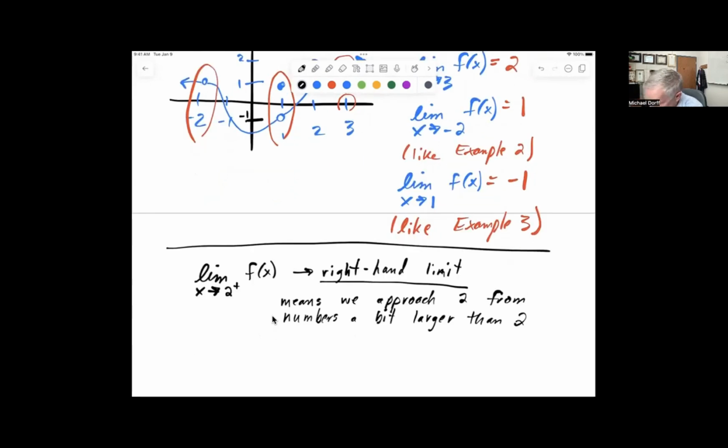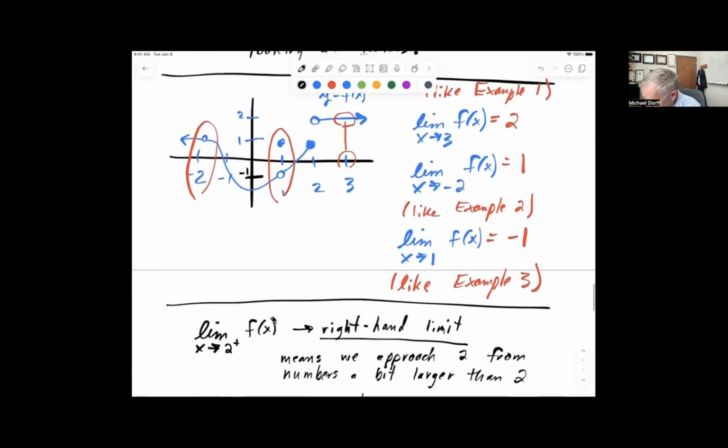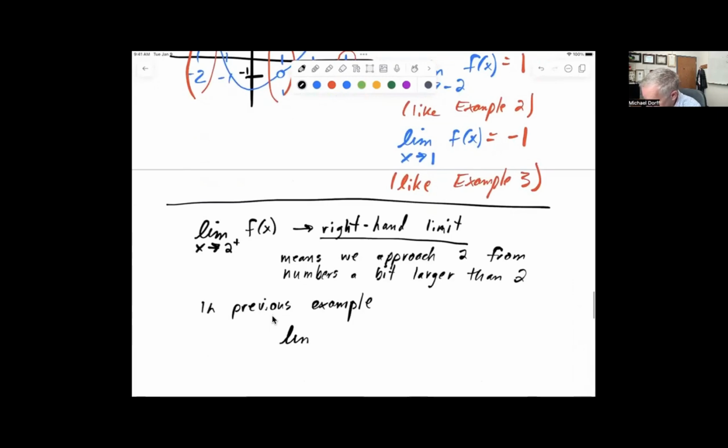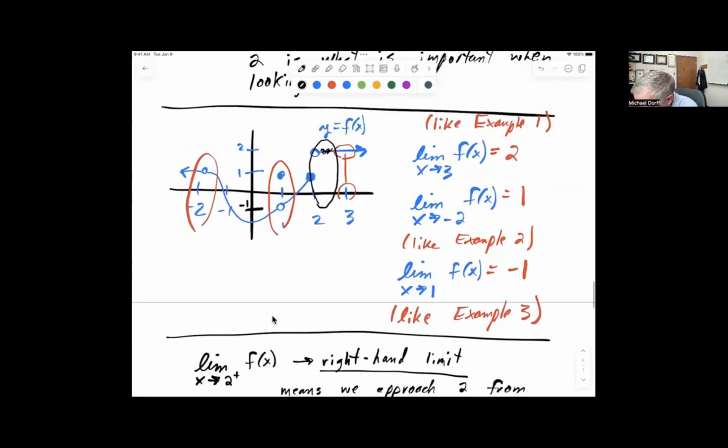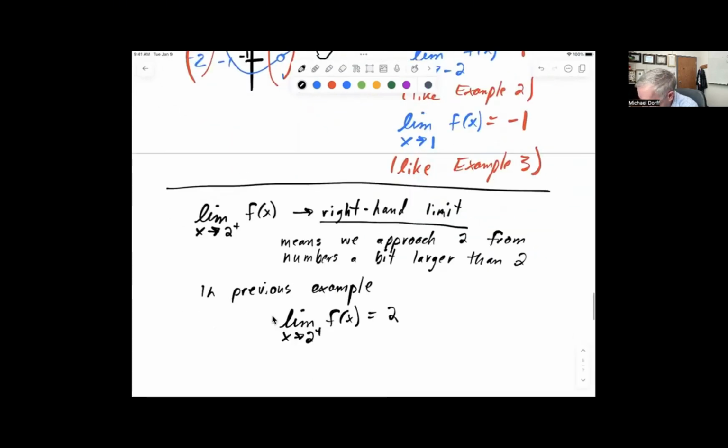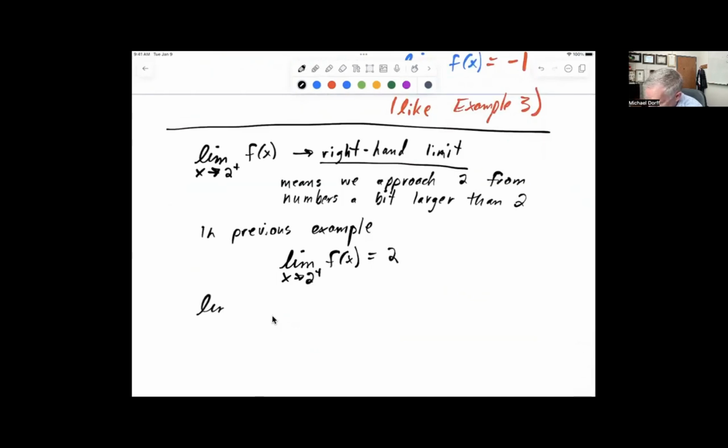Okay. In the previous example, we could compute, let's say, the limit as x goes to 2 from the right of f of x. So what does that represent? That means we're at numbers a little bit larger than 2. So we're in this area right here. And what's happening? Well, in that case, my y value is very close to 2, so the limit's going to be 2.